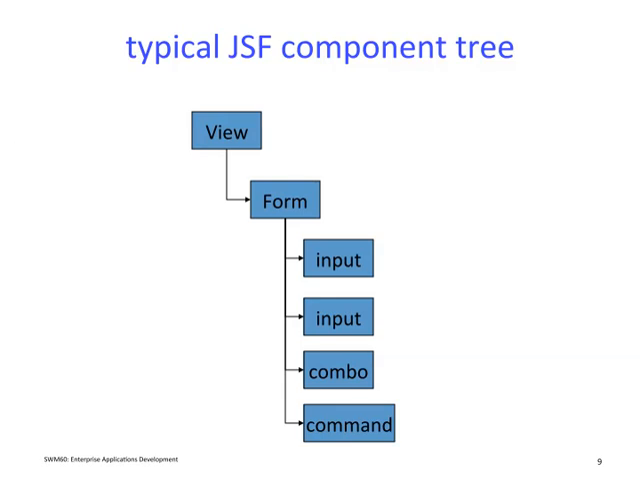The tree looks like this. So we have the root of the tree, which is the view, and then containing the objects. The children nodes are objects such as form object, which then contains input, combo object, command object, and some others like a button object, and whatever else you can see in the user interface.